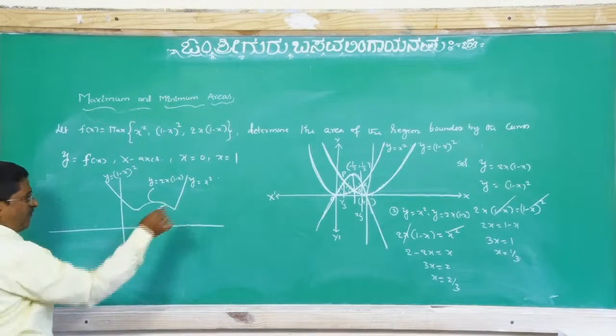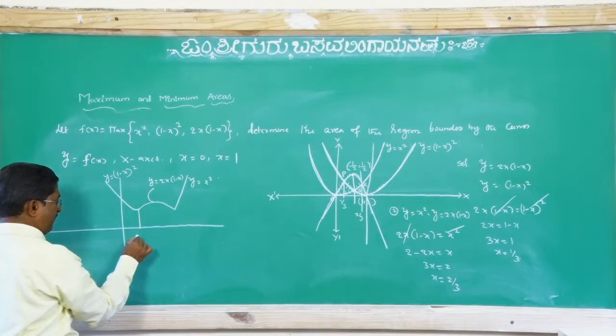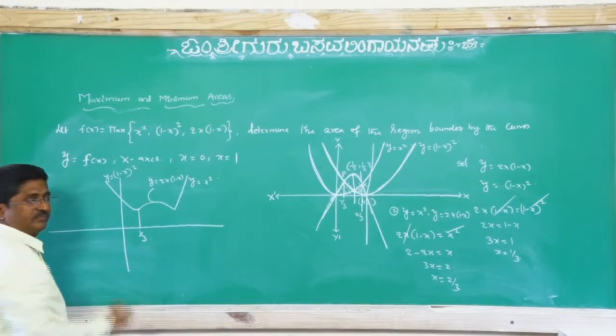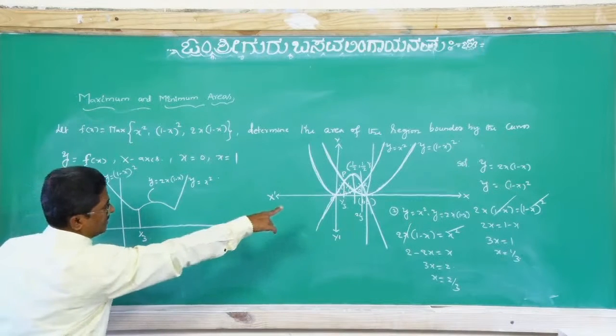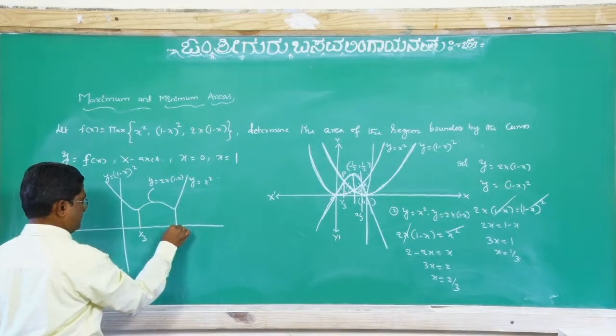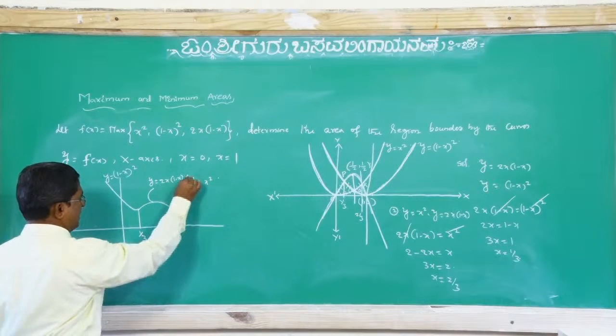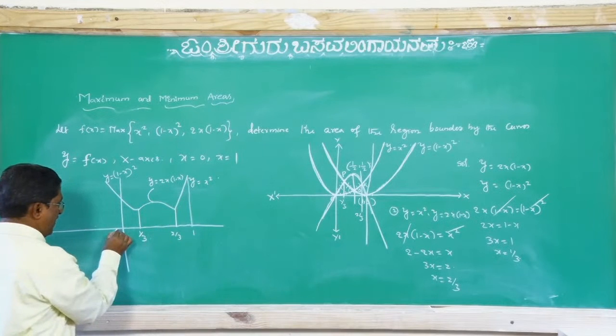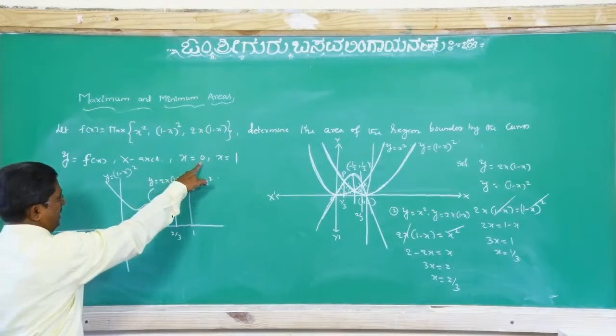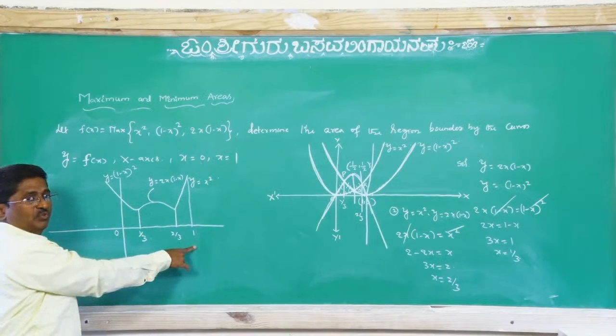From the points of intersection, this point of intersection is 1 by 3 and this point of intersection is 2 by 3. The last end of the graph is 1 unit. What we have to determine is the area of the region bounded by the ordinates x is equal to 0 to 1.